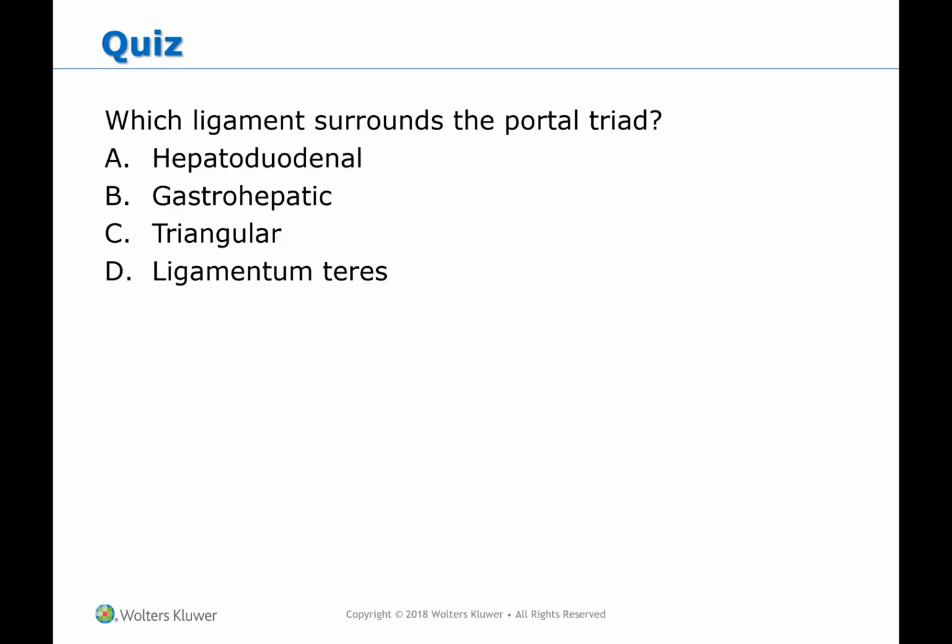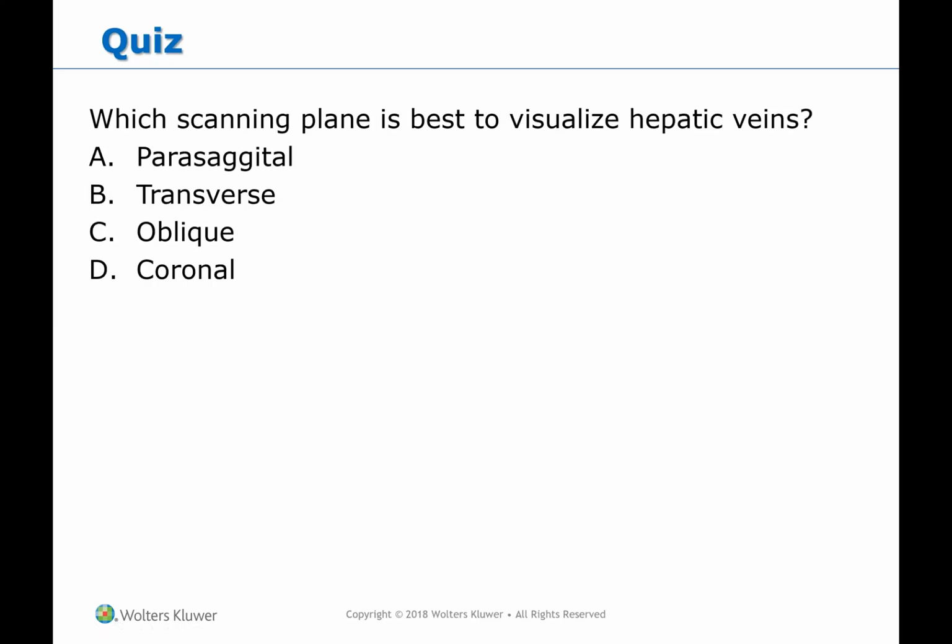So which ligament surrounds the portal triad? Do you guys remember this? If you answered A, you are correct. It's the hepatoduodenal. Which scanning plane is best to visualize the hepatic veins? If you said B, transverse, you were correct. Transverse superior, you're going to see the hepatic veins drain into the IVC.